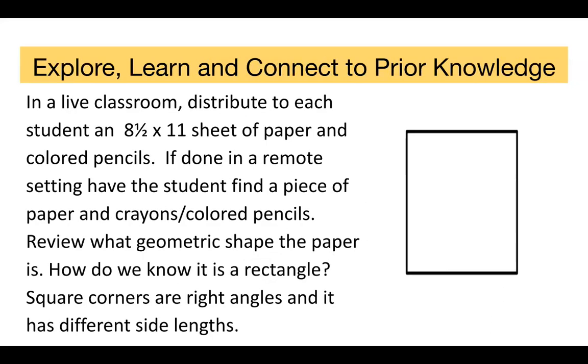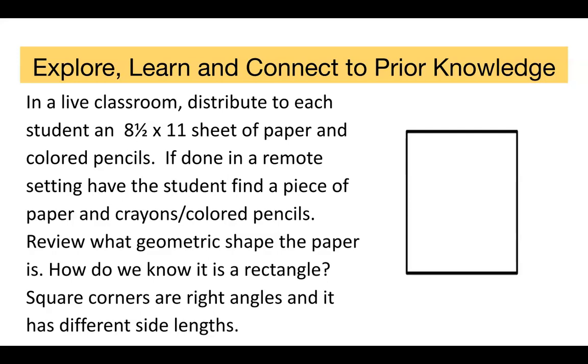So in a live classroom, you're going to distribute to each student an 8.5 by 11 sheet of paper and some colored pencils. And if done in a remote setting, you should have the student find a piece of paper and crayons and colored pencils and review what geometric shape the paper is.